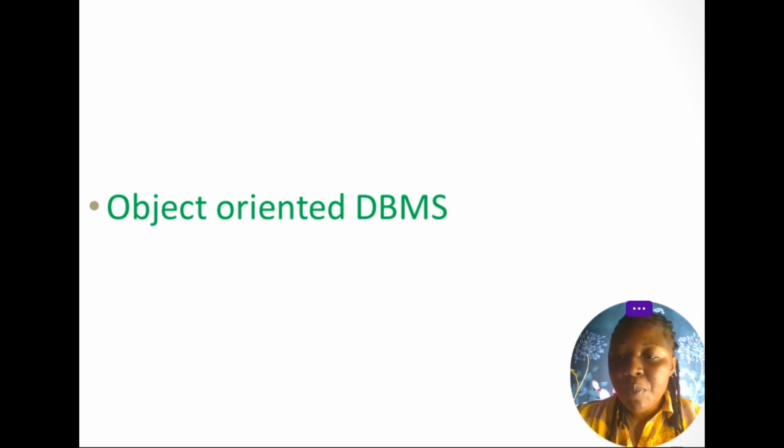including data as an attribute and also as a method. Object-oriented database management supports what we call complex data types and inheritance. It's a representation of real-world objects. This is the characteristics of what we call the object-oriented database management system.